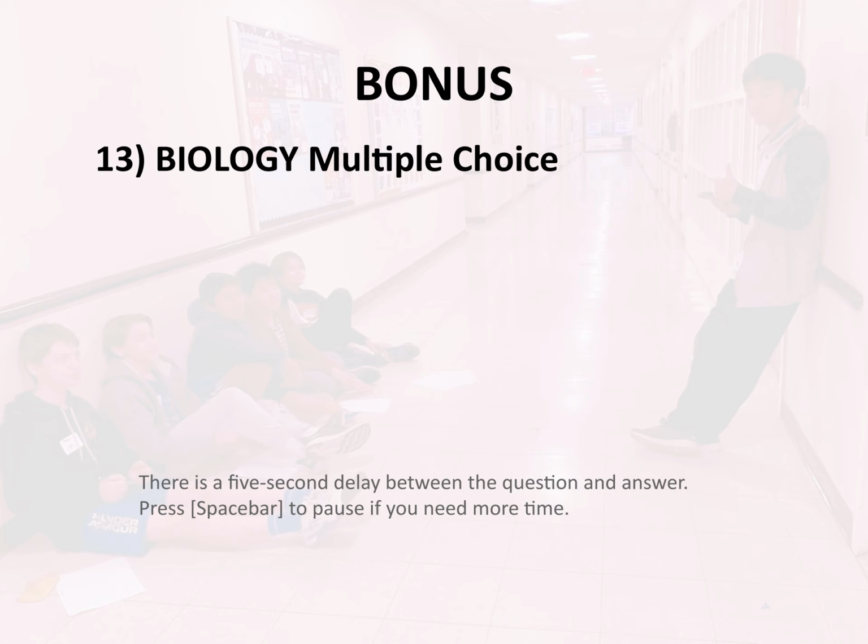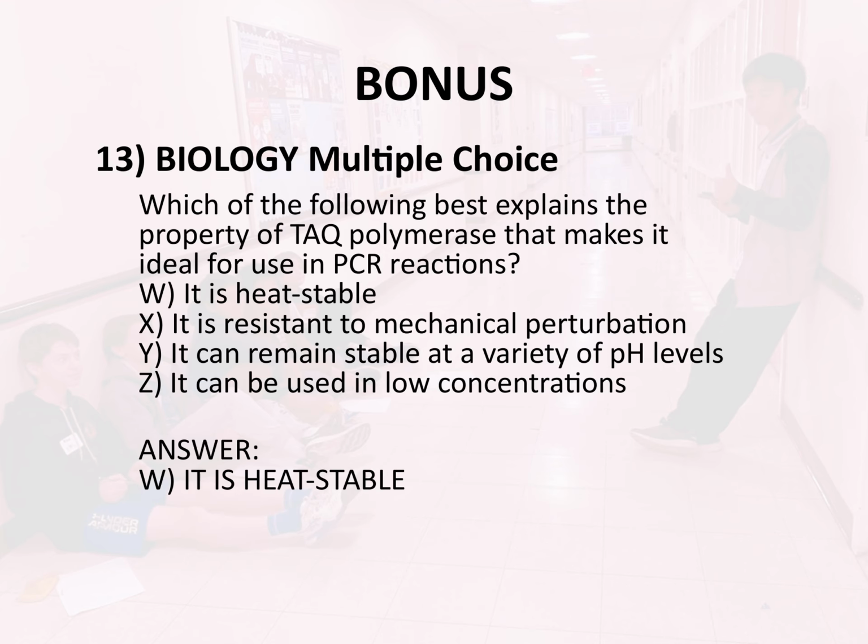Bonus 13. Biology. Multiple choice. Which of the following best explains the property of Taq polymerase that makes it ideal for use in PCR reactions? W, it is heat stable. X, it is resistant to mechanical perturbation. Y, it can remain stable at a variety of pH levels. Z, it can be used in low concentrations. Answer: W, it is heat stable.